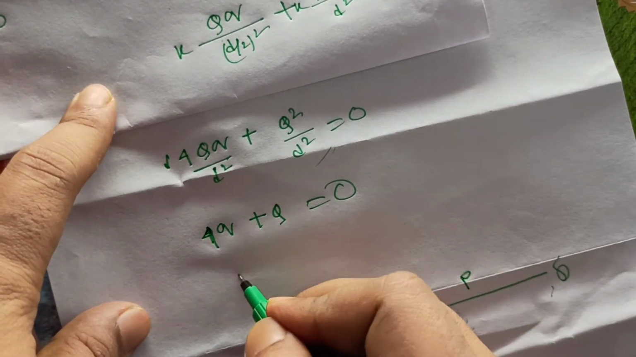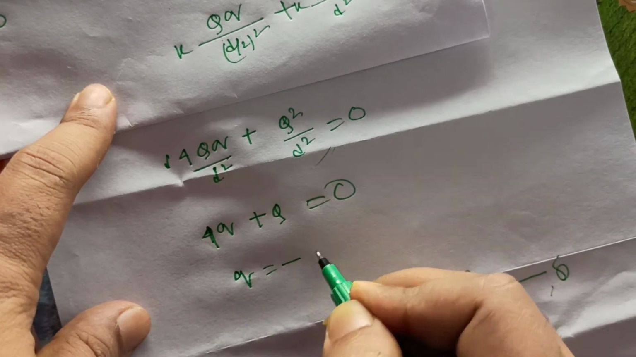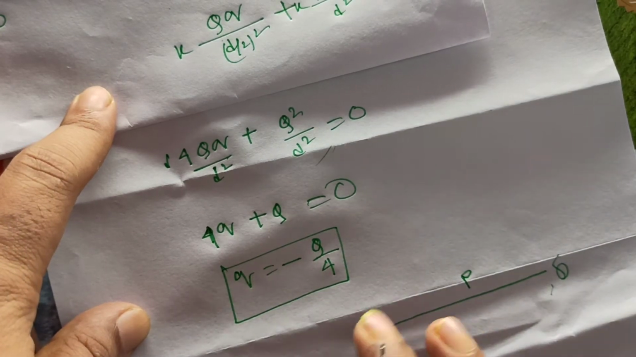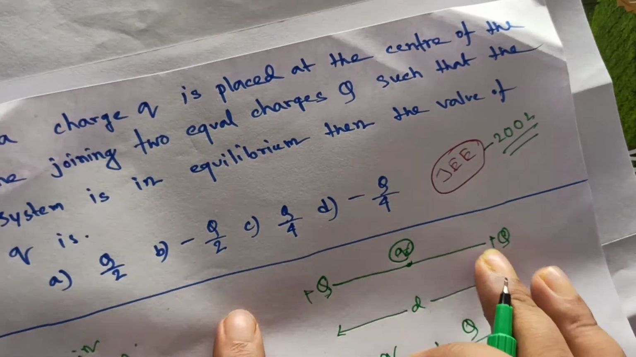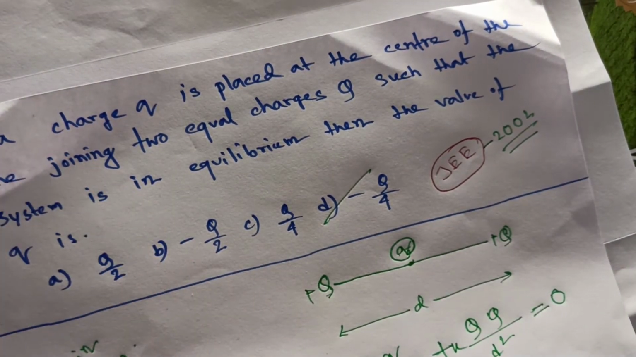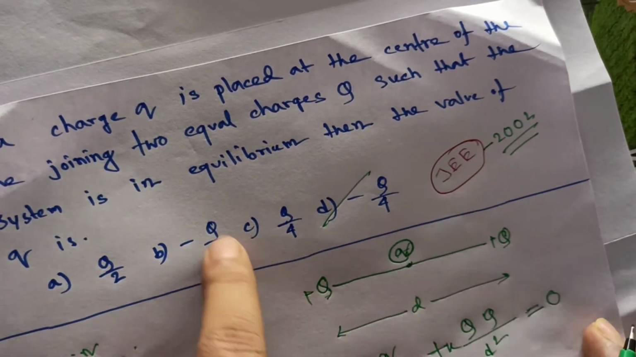So what can I write here? That q will be minus Q by 4. So what is the answer here? q equals minus Q by 4. So which option is correct? Option D is correct here. Clear, students? So it was given in JEE 2002.